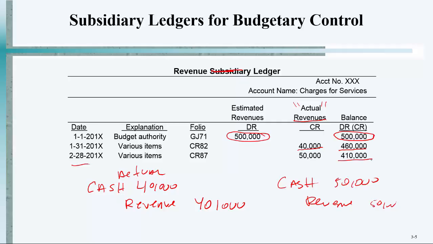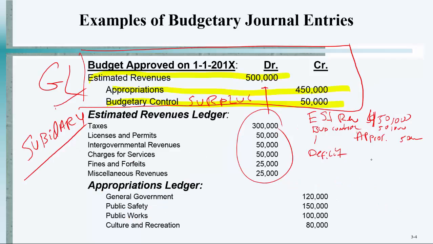Okay? In this class, I expect you to know this beginning of the year budgetary entry as we establish the budget. Debit estimated revenue, credit the appropriation. If we have a surplus, if we need a credit to make that journal entry balance, the credit goes to budgetary control. If I sit here and I have a deficit, the debit goes to budgetary control. With me so far?